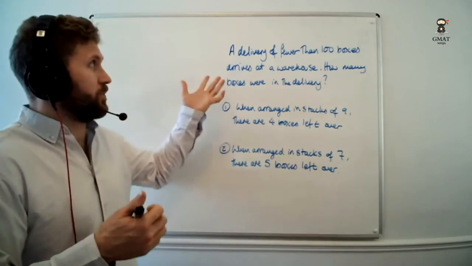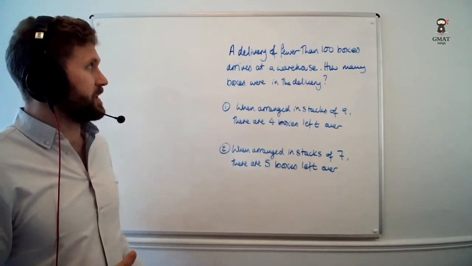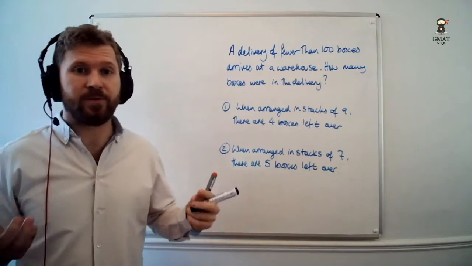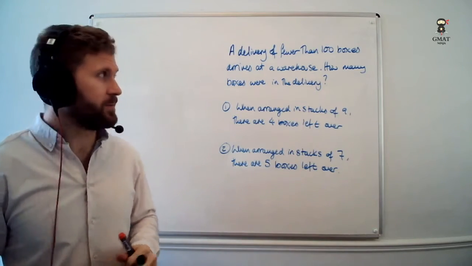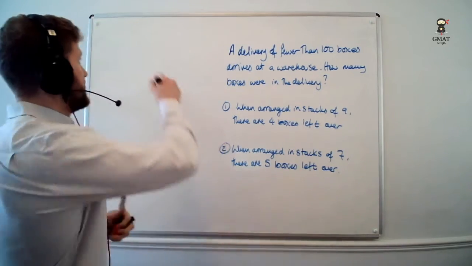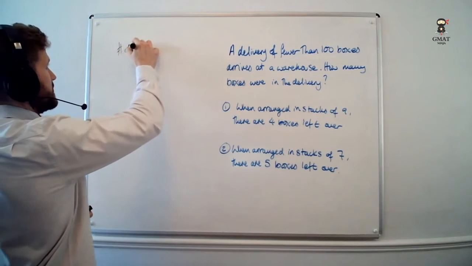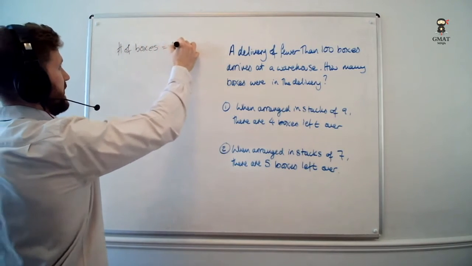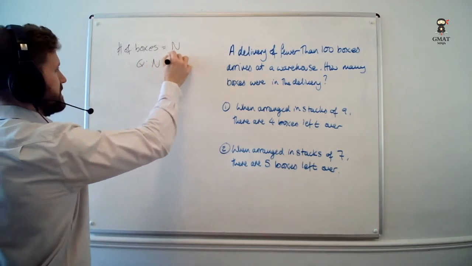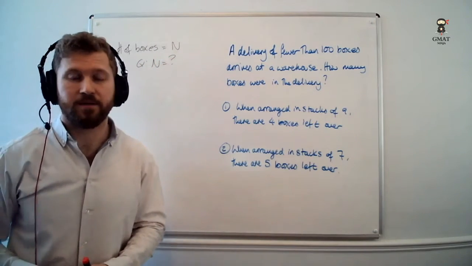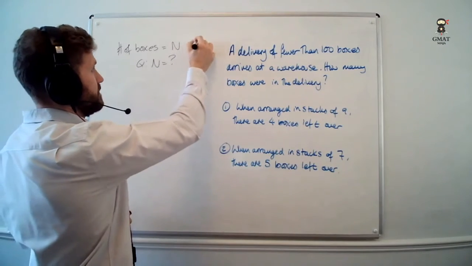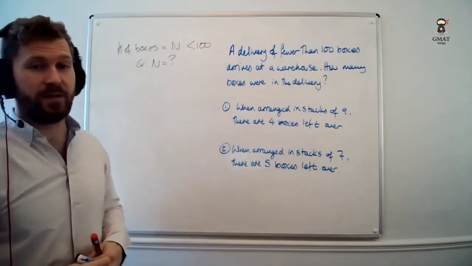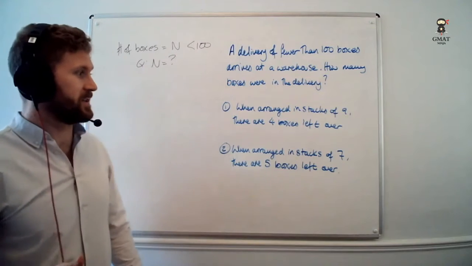All right, so we're told here that we've got a delivery of fewer than 100 boxes, and we want to know how many boxes were in the delivery. Because we're going to need a little bit of algebra here, I'm going to put a variable on this, and I'm going to say that my number of boxes is going to be n, and the question I'm looking to answer is, well, what is n? That's about all I can take from the start of the information. I can say n is less than 100, but that's about as far as I can go with it.